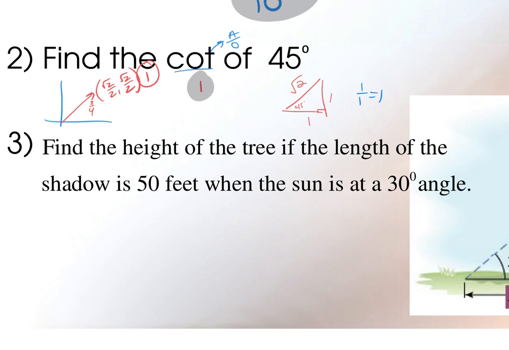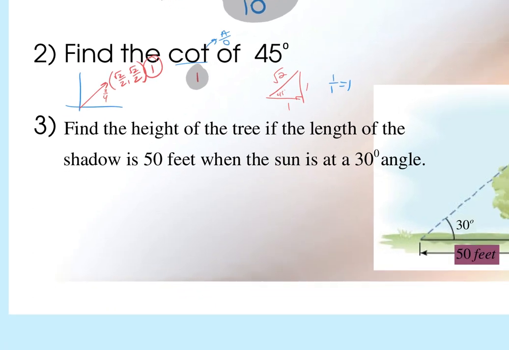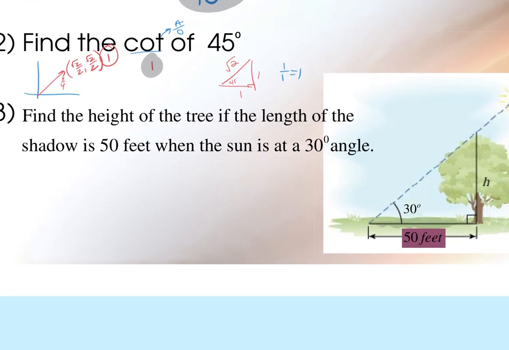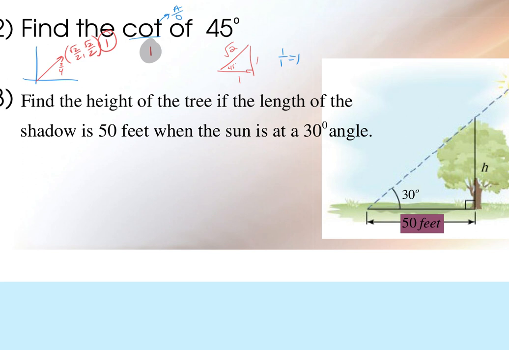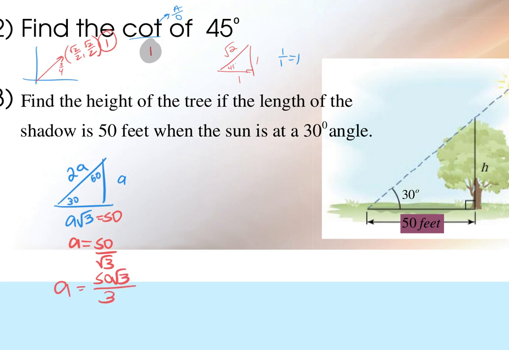Then 3 says, find the height of a tree if the length of a shadow is 50 feet with the sun at a 30-degree angle. So again, the picture's drawn, and again, I want to remind you it won't happen on your quiz. You'll have to draw those pictures. So this time, that 30 degrees means you can actually do this problem using your 30, 60, 90 ratio. So if this was 30, and this was 60, this would be my A, this would be my A root 3, and this would be my 2A. The side you're given is the A root 3 side. So A would be 50 over the square root of 3, or 50 square root 3 over 3. That's if you didn't have a calculator.